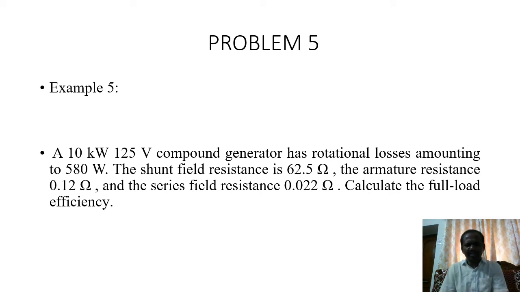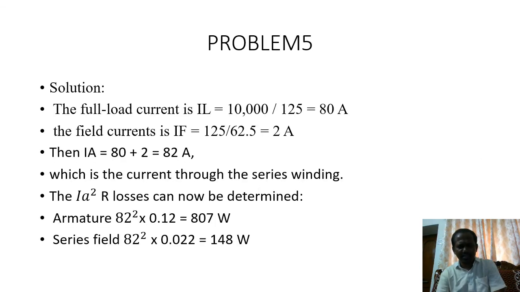This is a compound generator. It is long shunt or short shunt, it's not particularly mentioned in the problem. So you will assume it as a long shunt generator or short shunt generator. The rotation losses are 580 watts. The shunt field resistance is 62.5, armature resistance 0.12, and series field resistance 0.02. Calculate the full load efficiency. What is the efficiency? Output by input.